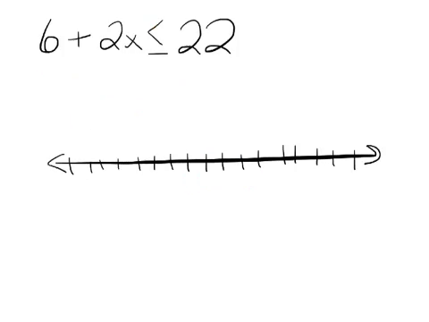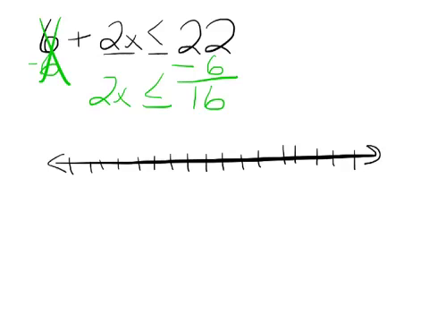All right, two-step, I'll just go through this quickly. The first thing we have to do, we're not going to mess with the 2x yet. What I want to mess with is the 6. So I'm going to subtract 6 from both sides. So that cancels out. 22 minus 6 gives me 16. So 16 is greater than or equal to 2x.